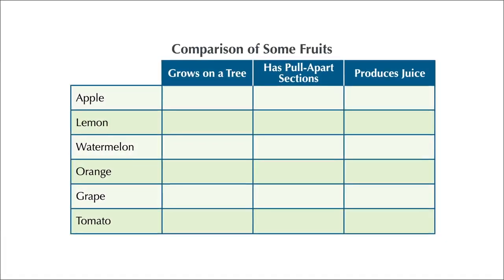Here's an example of a semantic feature analysis chart used to compare attributes of fruits, whether they grow on trees, have sections, or produce juice. Take a moment to think about these fruits and their attributes. How would you fill out this chart?